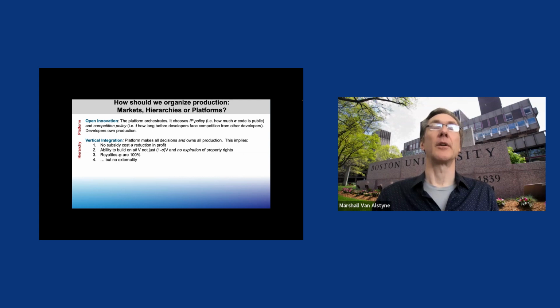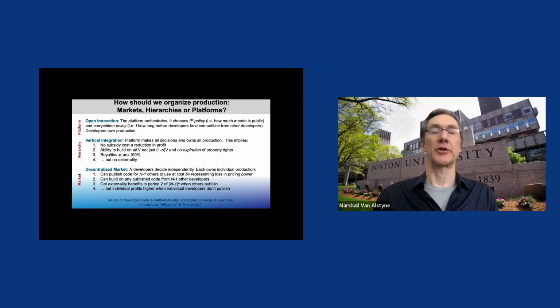there's no externality. Or you can model markets where the developers each independently decide and they own production, and they can decide to share their code, but if they do, then they can't make money on what they've given away or opened and shared. So there's a prisoner's dilemma. You'd like the other developers to open their code, even as you'd like to keep yours closed.